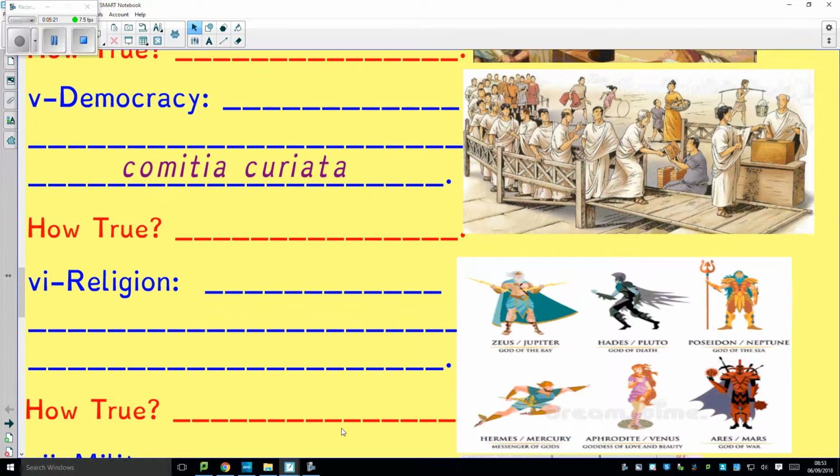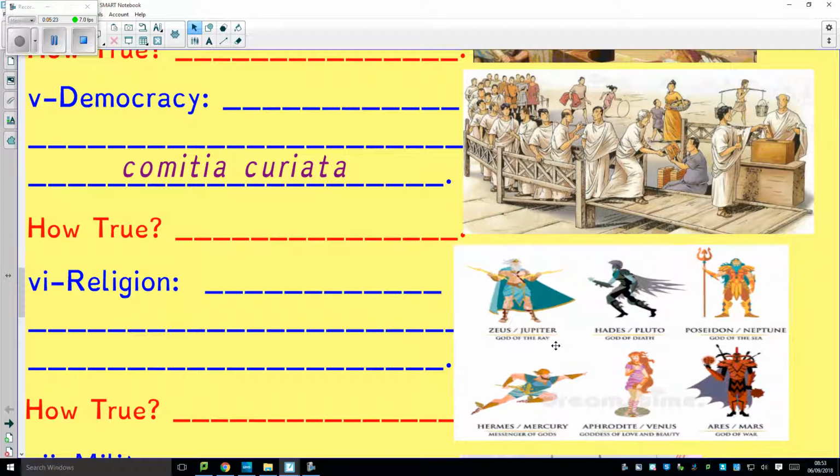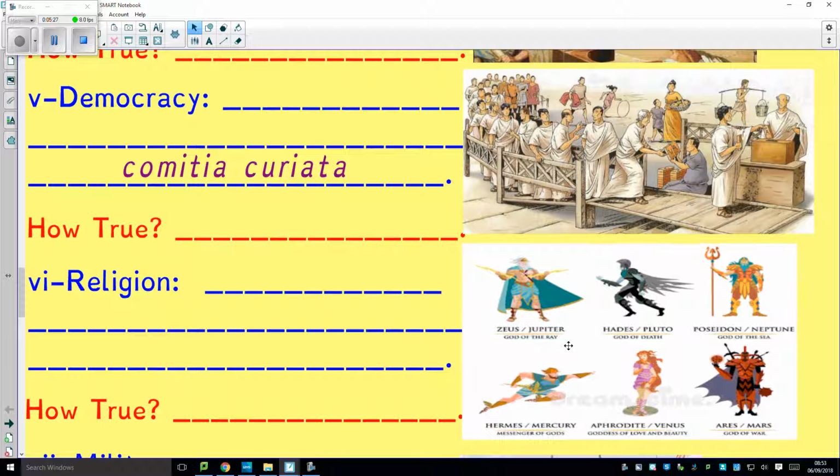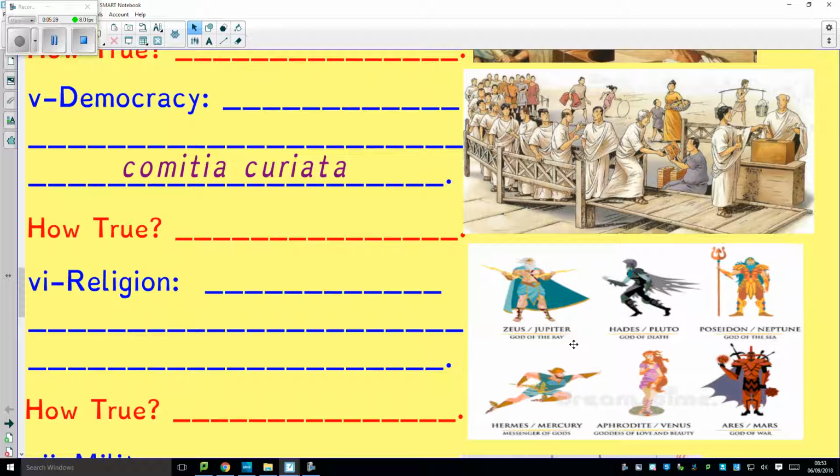Religion. Romulus is said to have built the first temples in Rome, and to be the one who decided they would follow a version of Greek religions. They would have Zeus, but they called him Jupiter. They would have Neptune, deciding they swapped the names around. How true? It wasn't Romulus who did this. The Romans did do this. It happened at some point. The Romans just don't know when it happened.